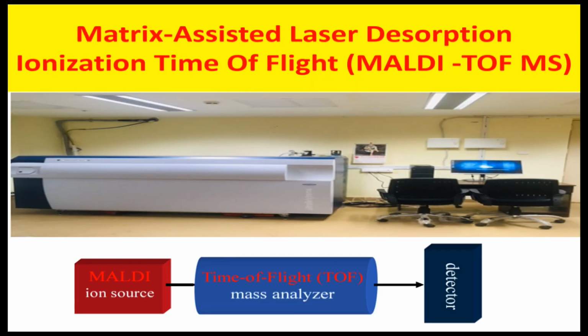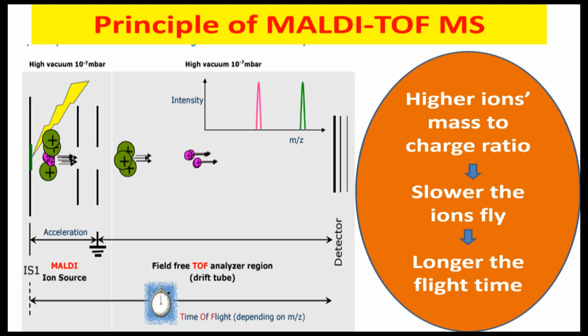Next, we go on to MALDI-TOF-MS, that is matrix assisted laser desorption ionization time of flight. This is the machine. As you can see, there is the MALDI ion source, one ion source has to be there, time of flight of the ions has to be there, and then the detector. So what is it basically? The principle involves necessarily the creation of the ions with the help of laser.